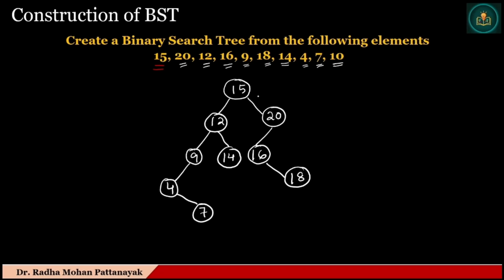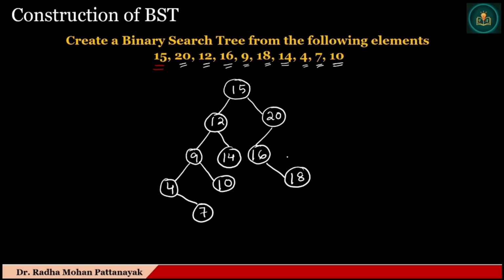Then 10, the last element. Compare 10 with 15. It is less. Compare 10 with 12. It is less. Compare 10 with 9. 10 is greater than 9. A greater value should be present on the right side of the node. So that's why you put 10 in the right part of 9. Put 10 here. Clear? In this way all the elements have been completed.